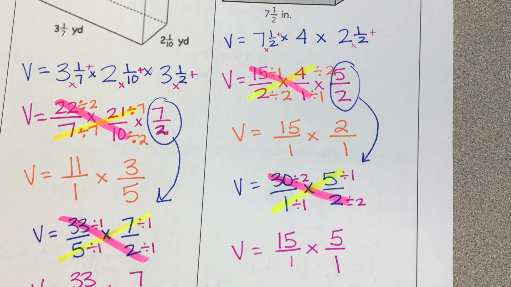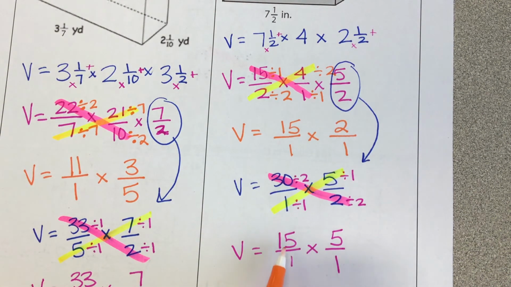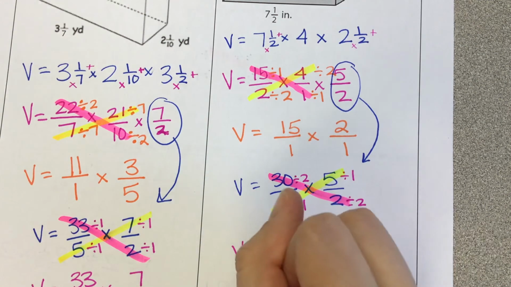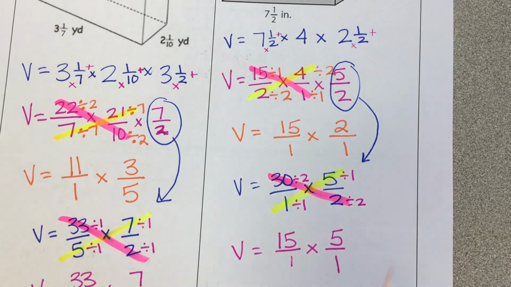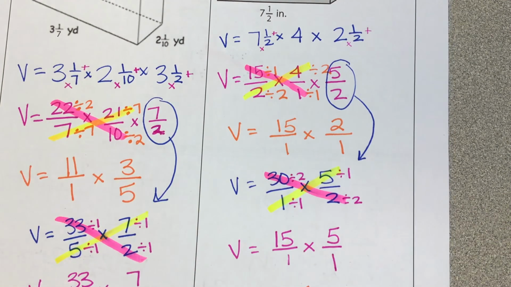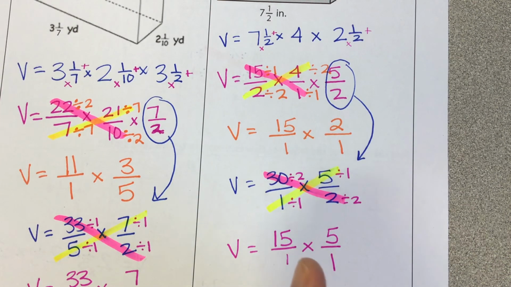And then last but not least, we are going to multiply across. 15 times 5 is 75. 1 times 1 is 1. So we get 75 over 1, or just 75 inches cubed. Either of those answers would be accepted.